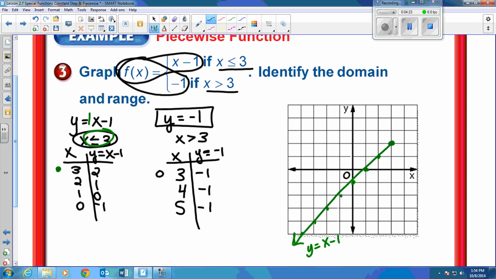Y equals negative 1 is a flat line, but I'm only graphing it starting at 3. So over 3, down to negative 1 is my open circle. There's y equals negative 1.